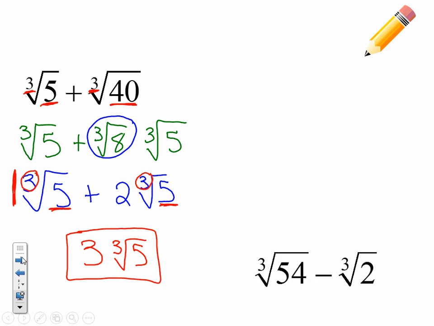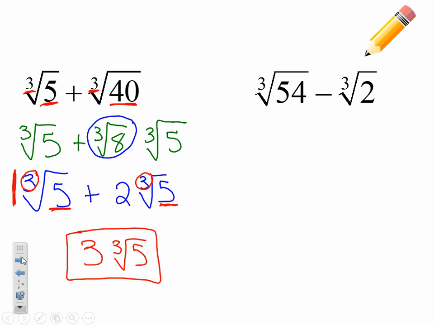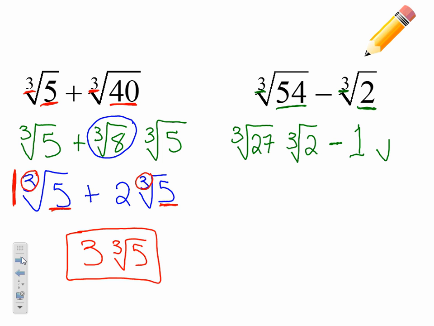All right, last example. We're going to do this one. We're going to do some subtraction. Same thing. We have to have the same index and the same number underneath our radical sign, so our radicand has to be the same. The cube root of 2 we can't break down, so we're going to work with the cube root of 54. So perfect cube, we're going to use our perfect cube chart, and the number that goes into 54 is 27. 27 times 2 minus, and if we want we can put a 1 in front of this, the cube root of 2.